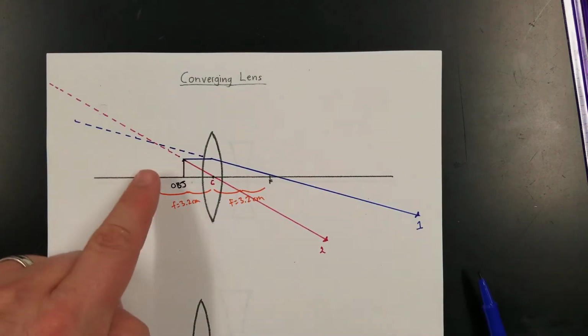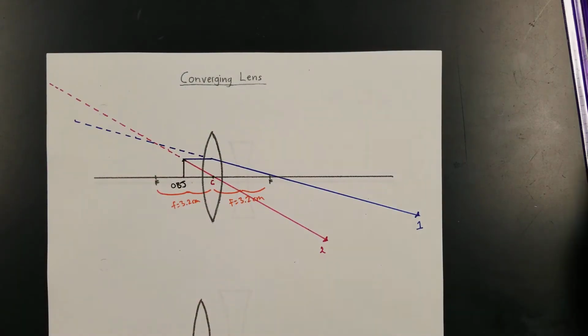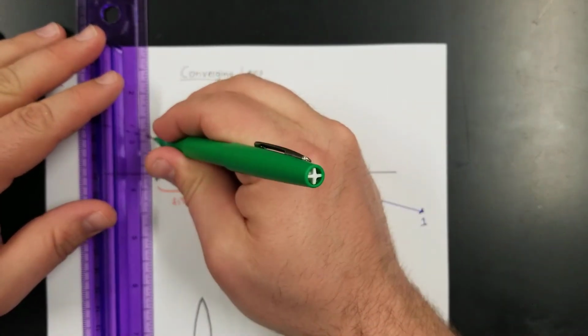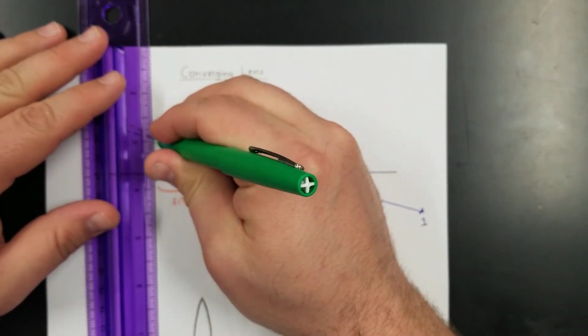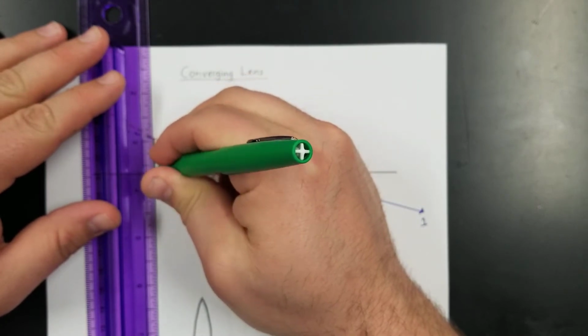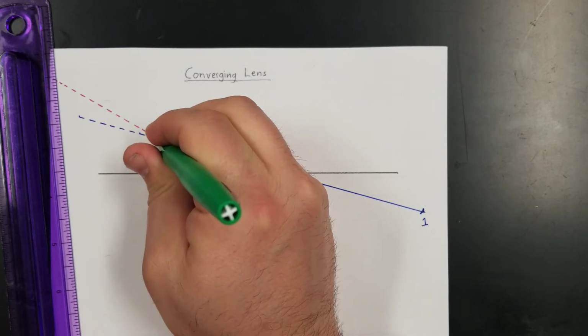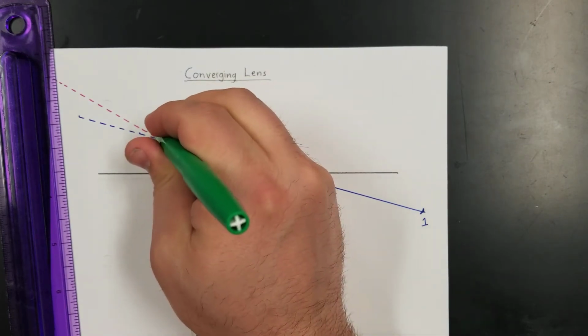So once we've done that, we should be able to see that those cross right about there. And so that's where our image is going to be located. Let's draw our image arrow right there, and let's label that image.